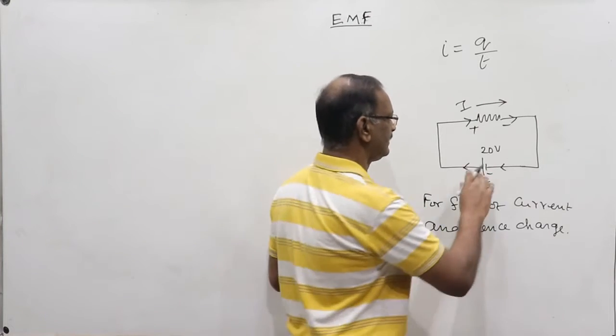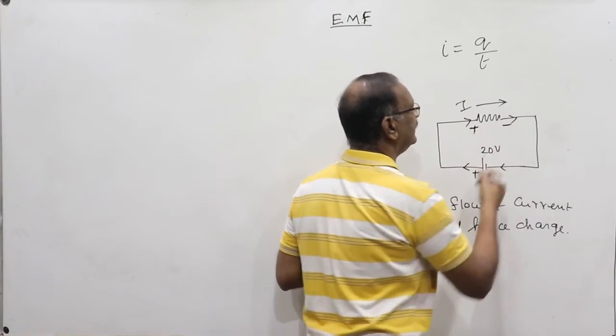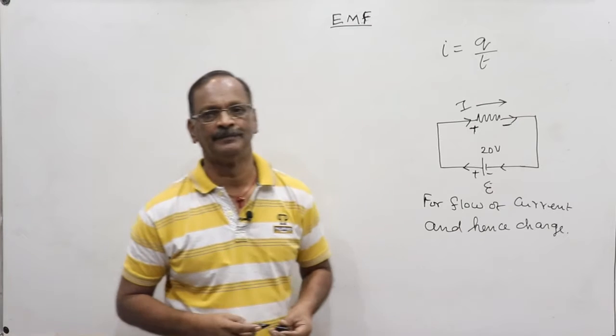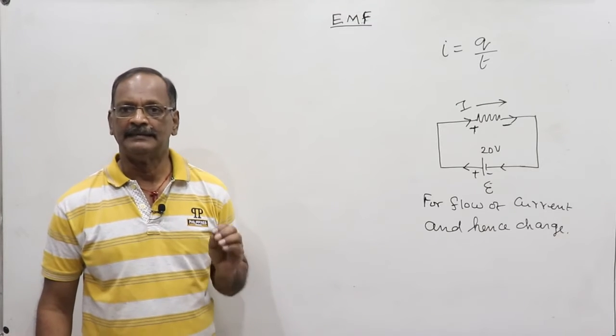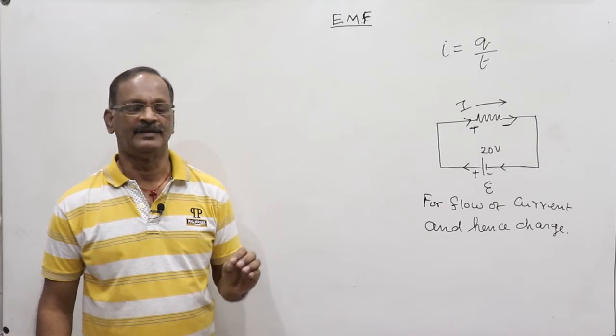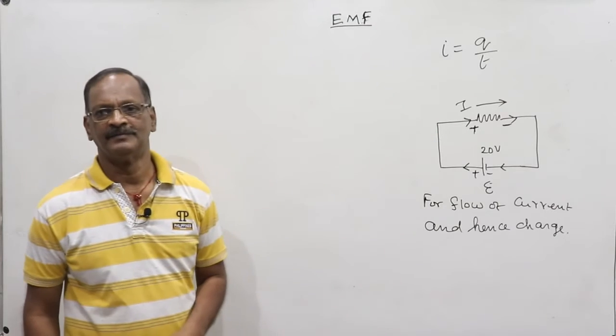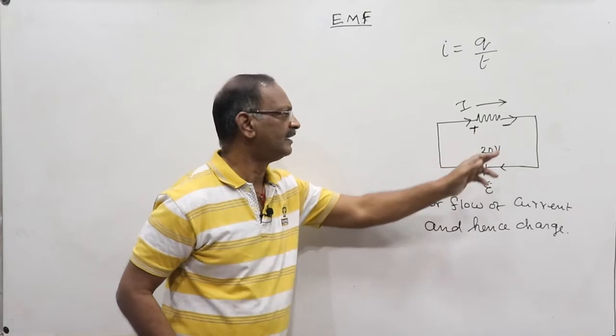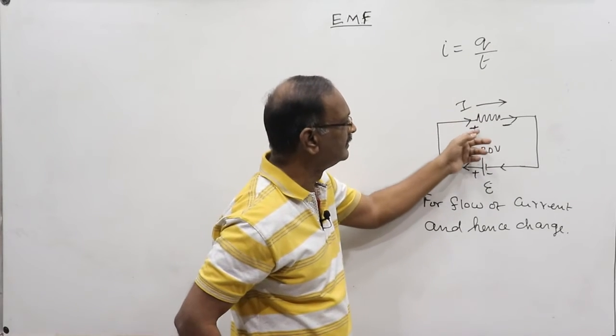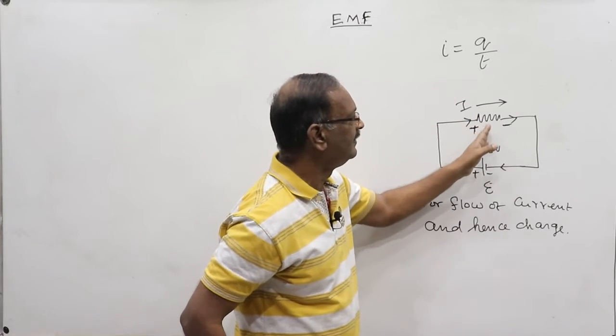There has to be a potential difference. This potential difference is applied here for the flow of current. So for flow of current through a resistor, there should be a potential difference across this resistor. The current will flow as long as there is a potential difference. Current will flow through the resistor as long as there is a potential difference between its ends.